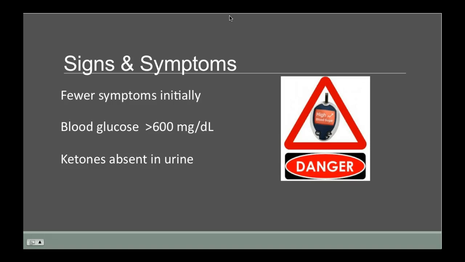What happens in HHNC is the serum osmolality increases, which causes a lot of neurological manifestations. So you will see things like seizures, hemiparesis, aphasia, coma, a lot of things that are similar to a stroke. And also severe dehydration you will find as well. So you have an increased serum osmolality related to the deficient fluid volume.